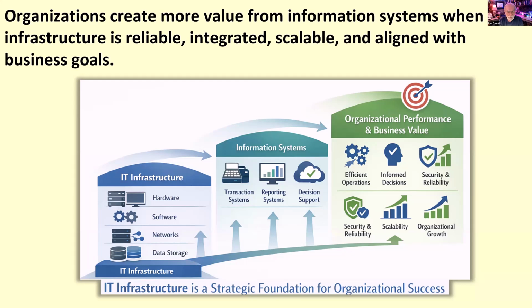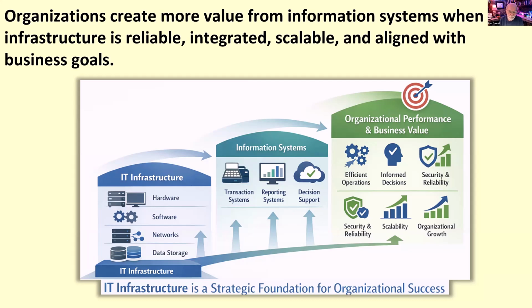We started by recognizing that organizations use different information systems at operational, managerial, and strategic levels. And those systems depend on broader infrastructure made up of hardware, software, networks, and data storage. We also discussed how these infrastructure components work together and how choices involving cloud services, on-premises resources, and hybrid environments involve important trade-offs. What makes all this significant is the connection to the organization's performance.